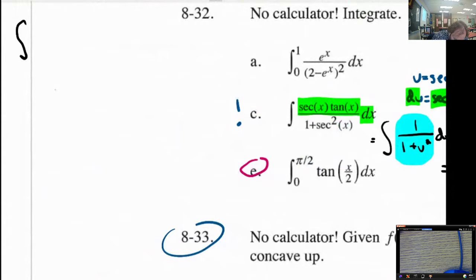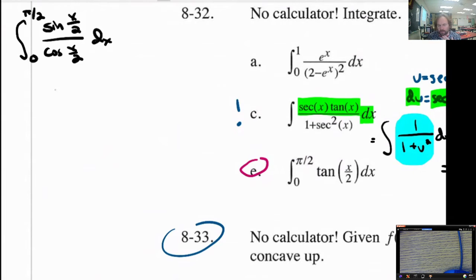The integral from 0 to pi over 2 of the tangent of x over 2. Now, we don't have a straight formula whose antiderivative or whose derivative is just tangent. So the way we're going to do this is actually with a u substitution. We've actually done it before on a couple of different assignments back in the day, but we're going to rewrite the tangent as the sine over the cosine of x over 2. And then we're going to use a u substitution.